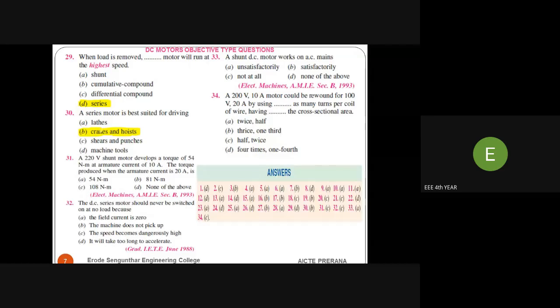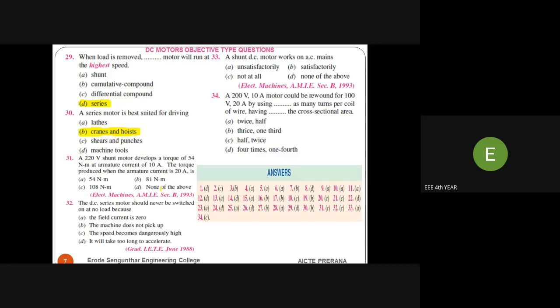Question number 31. A 220 volt shunt motor develops a torque of 54 Newton meter at an armature current of 10 ampere. The torque produced when the armature current is 20 ampere is: option A, 54 Newton meter; option B, 81 Newton meter; option C, 108 Newton meter; option D, none of the above.